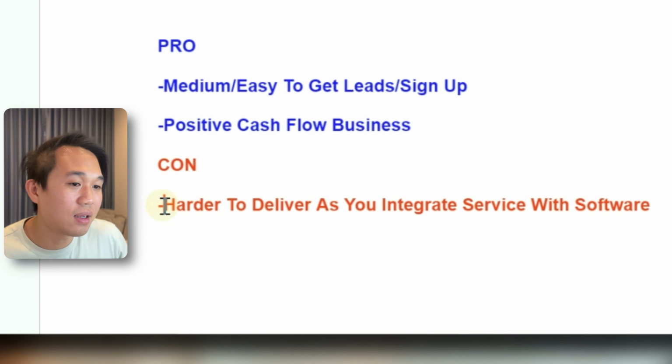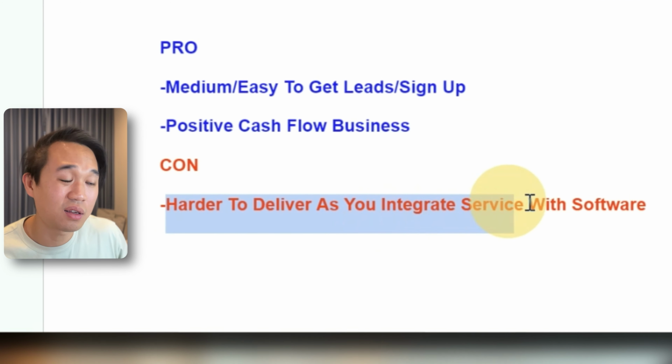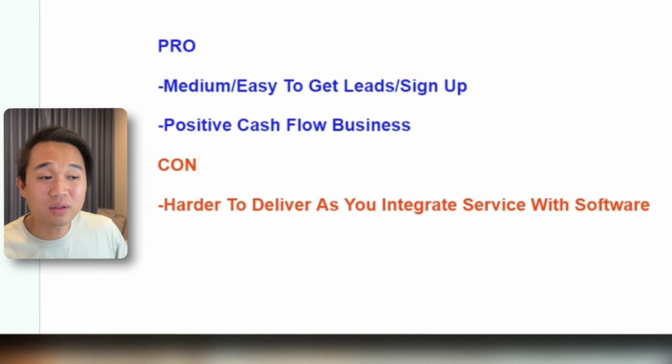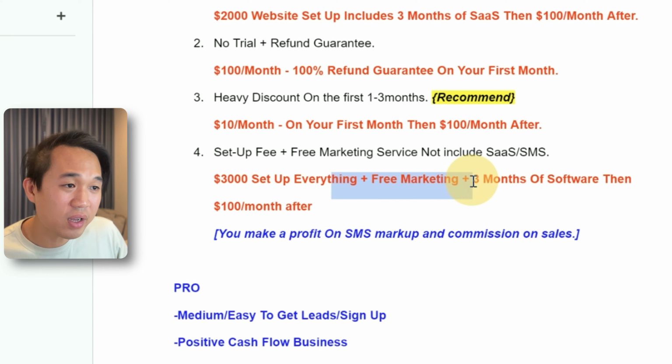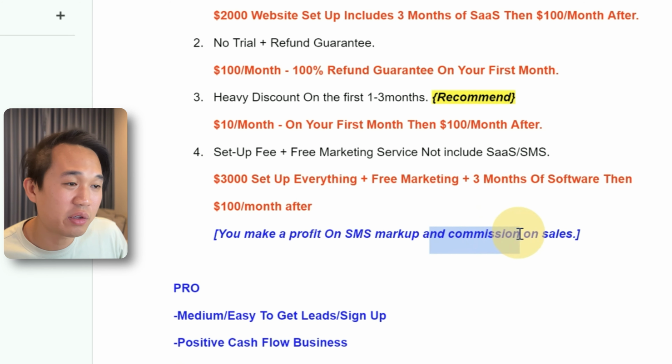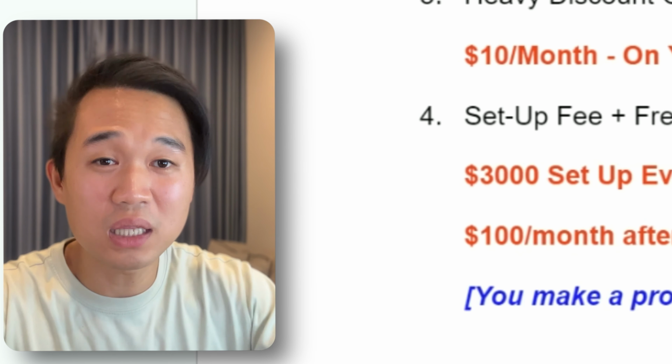Now, the con is that it's harder to structure and deliver a lot of your service. For example, for option number 4, you're going to be offering a free marketing service, and then you need a way to track when they actually close the sale. So it's not easy to set up. You're going to need some sort of system, team, or mentor behind you to make sure that you have this structure in place and you can deliver it in the most profitable way.